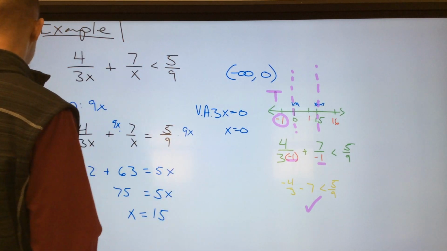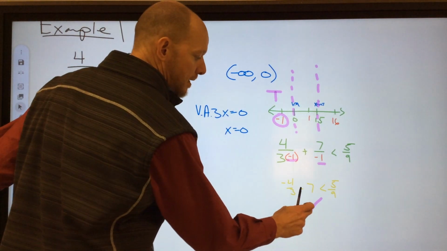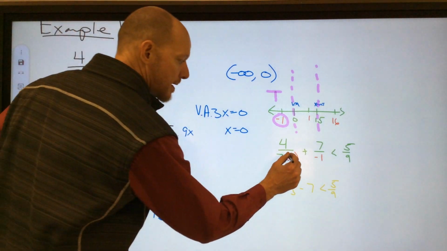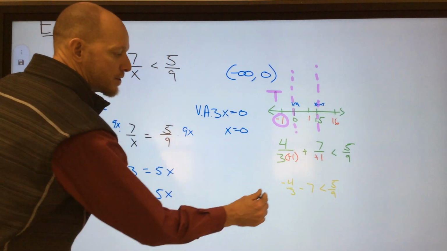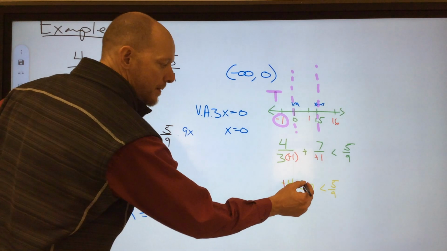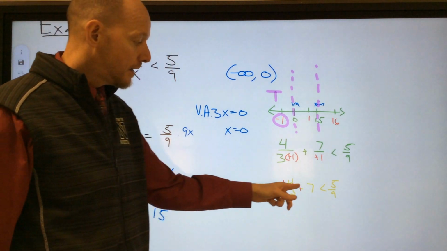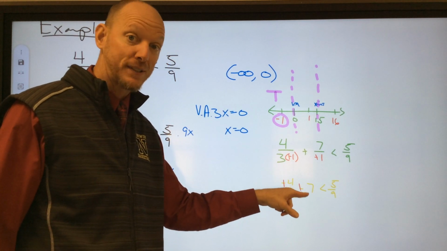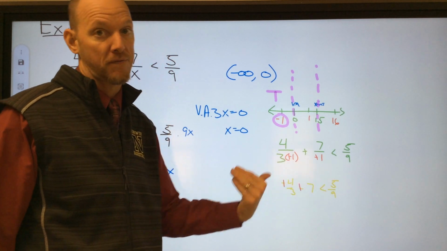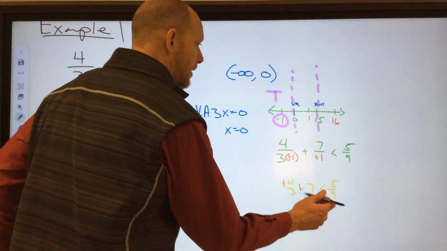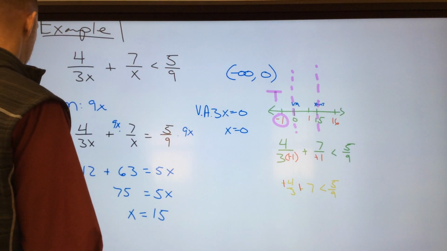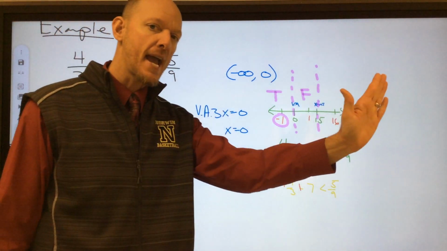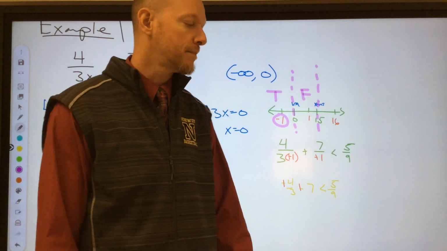Next, I'm going to do basically the same thing, but now I'm going to substitute in a value of 1. So let's just change these to be +1. So this is going to be a +4/3. This would be a +7. I have a +7 already, and I'm going to add a bigger number to it. So therefore, 7 is not less than 5/9. So this is then going to be a false statement. So now I know that inside here, this is false. So I'm not going to have any solutions between 0 and 15.